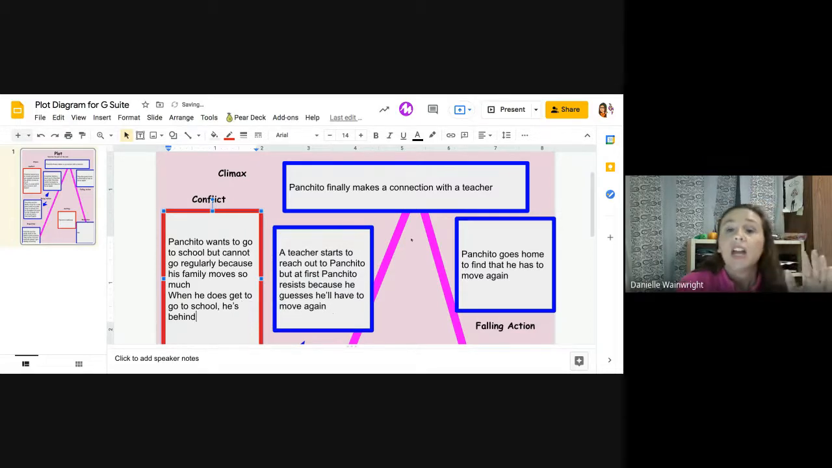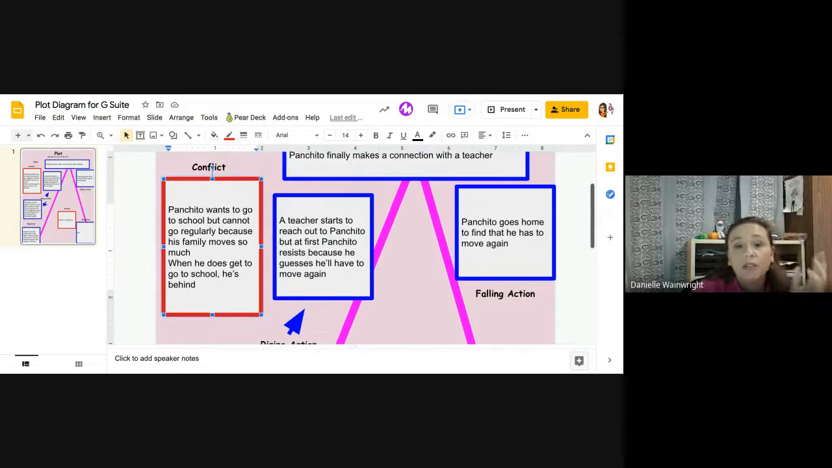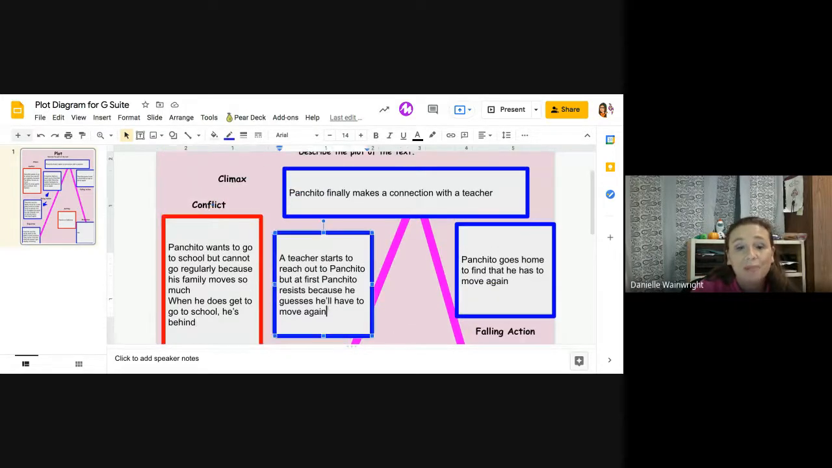Okay. Now, this is like our trajectory. Panchito and his family move all the time. He goes to school for a little bit. Fine. Now he's got a teacher who's trying to make connections with him, but he's kind of holding back because he guesses he's going to have to move. Okay. That could go on all day. Like the story could just keep going on like that, except it'd be super boring. So something has to change.